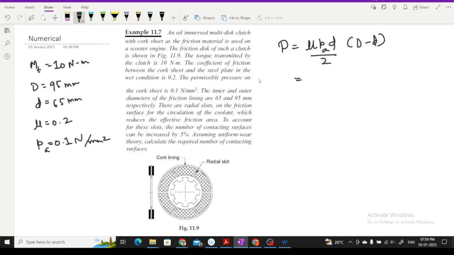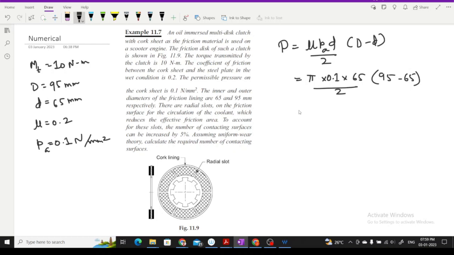Can anyone tell the answer? 28.5 Newton. This will be pi into 0.1. That is 1.95. 65 by 2 into 95 minus 65.